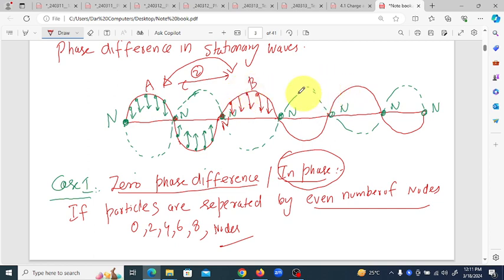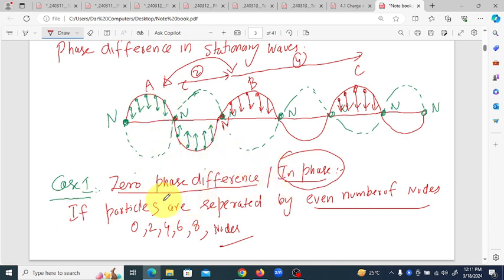Similarly, for the points at the 6th node, for example, this point is C. All the points at this point C have the same phase as A and B. All the particles are in the same phase. Similarly, we can compare with the 8th one. We know that it is 1, 2, 3, 4, an even number of nodes. Their difference is 4 nodes. So A and C are separated by an even number of nodes, so they are also in phase. These particles are all in phase.